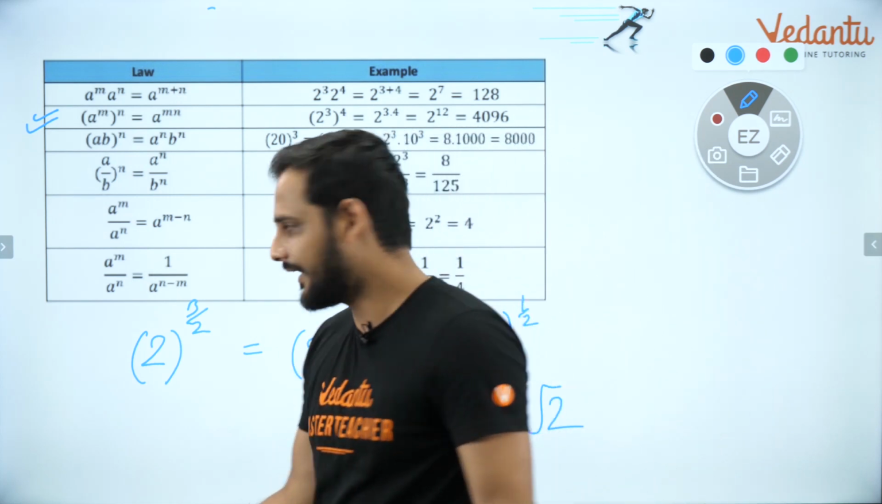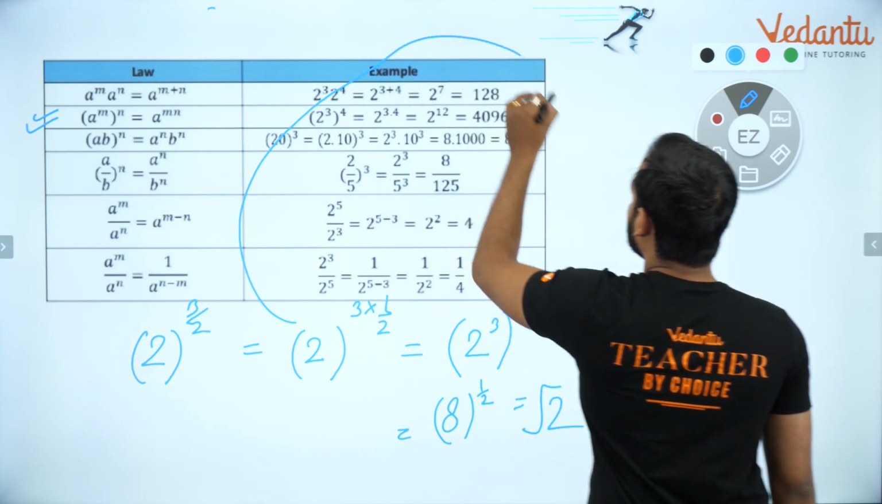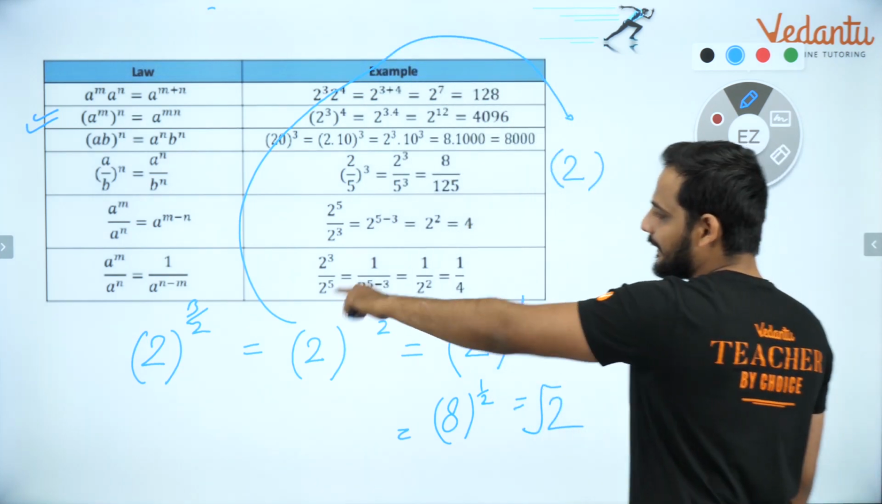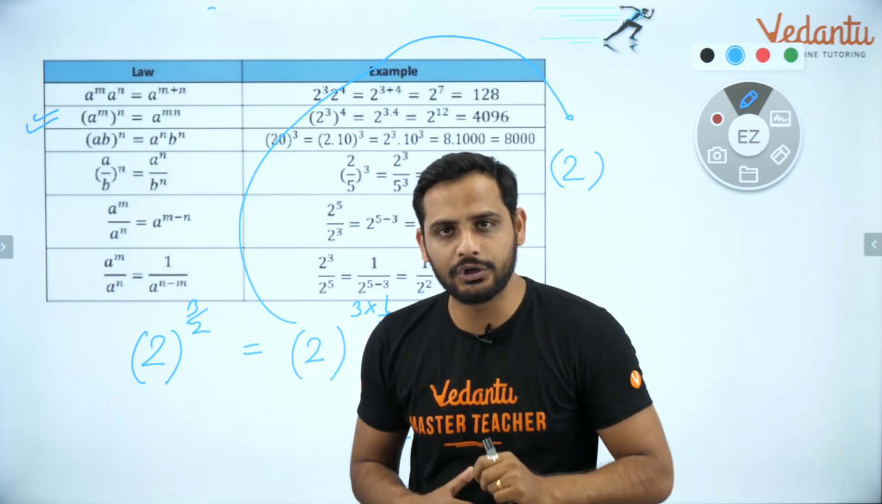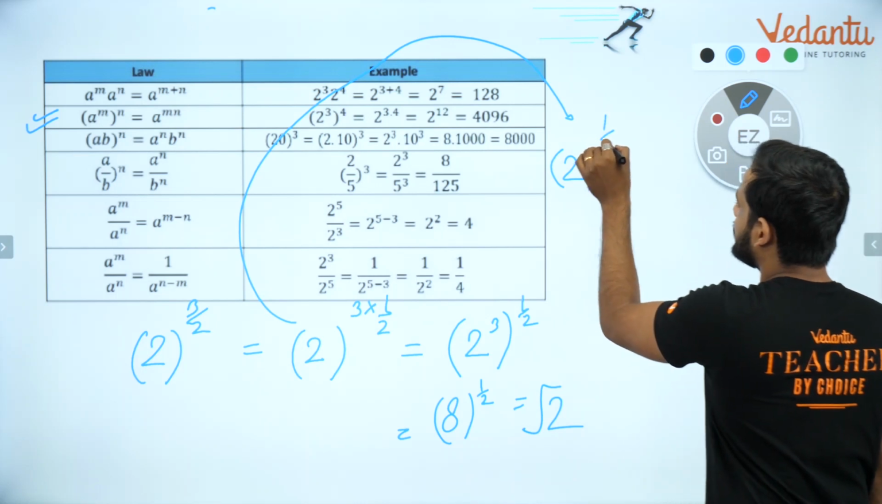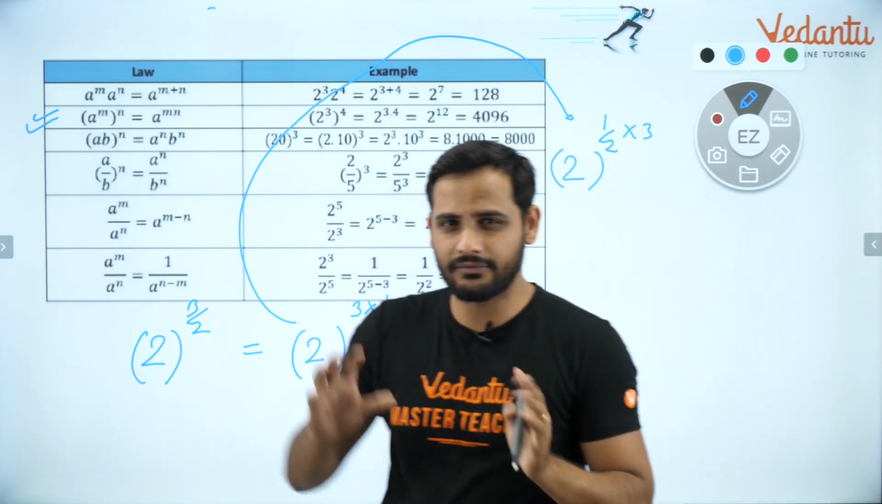Correct? Very easy. Now some of you will ask, sir, what if I write it differently? You are telling 3 by 2, so I will write it as 1 by 2 into 3. Is there any difference? I will say no. So then, sir, will we get the same answer? Let us check. So 1 by 2 into 3 I will write now. Correct? 2 raised to the power 1 by 2 into 3.